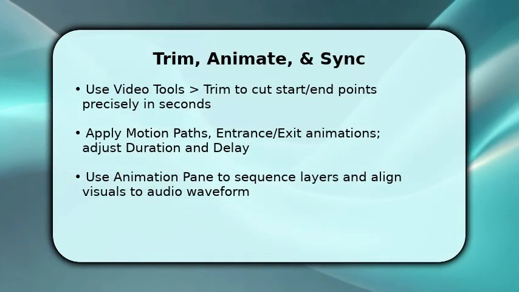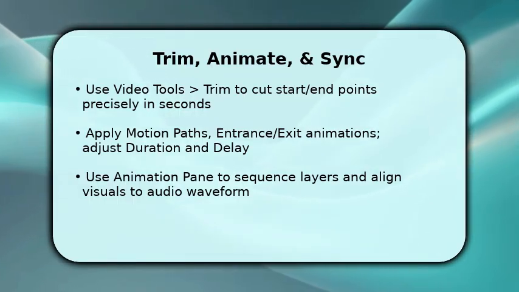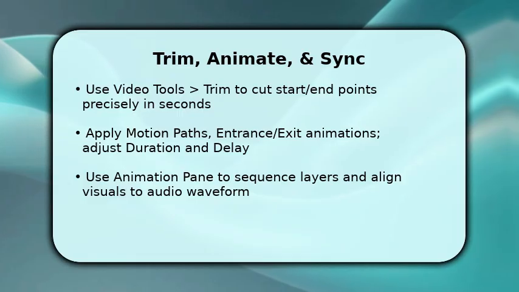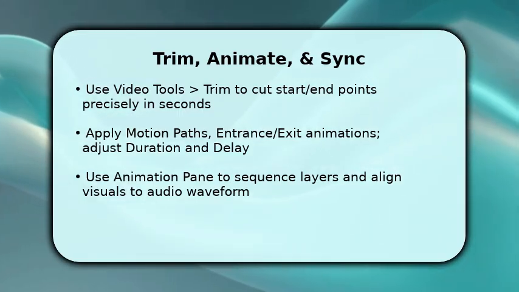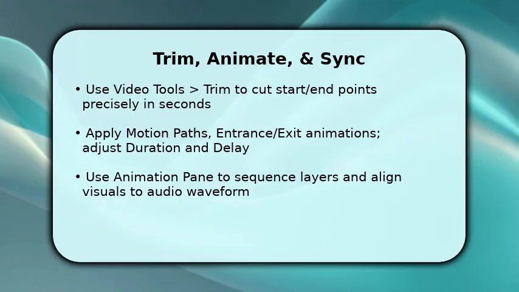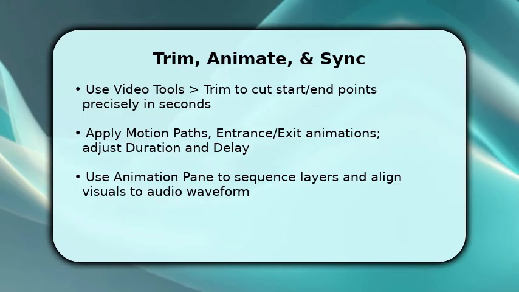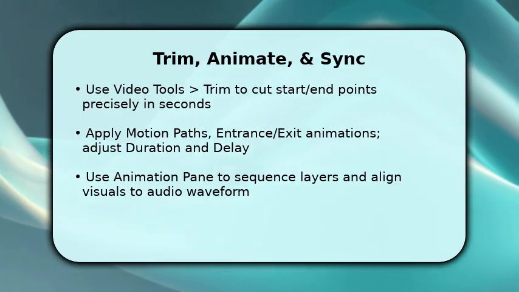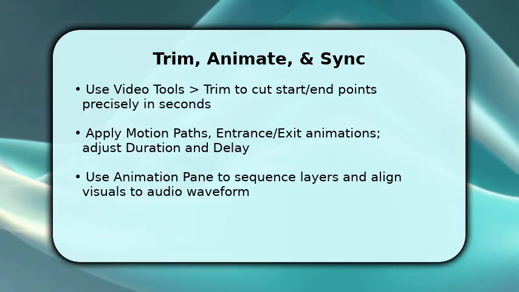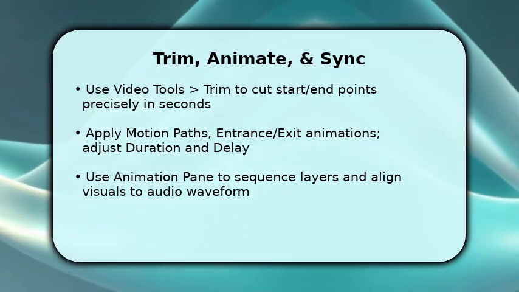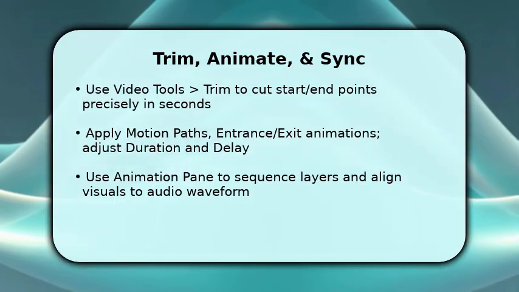You now trim clips with Video Tools Trim, setting exact start and end points down to seconds so your edits are clean. Then apply motion paths and entrance or exit animations to simulate camera moves. Make sure to tweak duration and delay to create smooth pacing. Use the animation pane to sequence layers and align visual events to your audio waveform and preview repeatedly. This combination of trimming, animating, and careful sequencing produces a coherent, professional-looking edit inside PowerPoint.